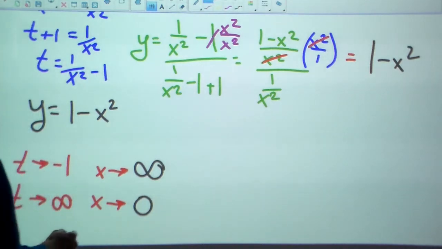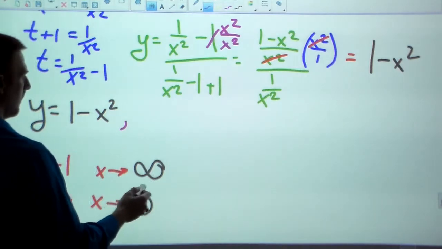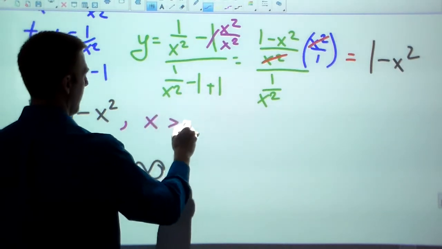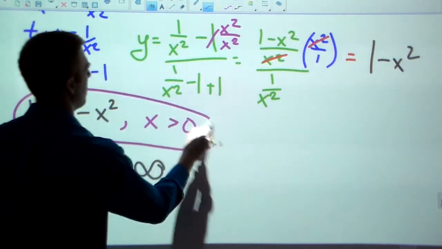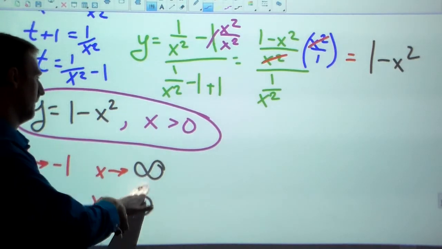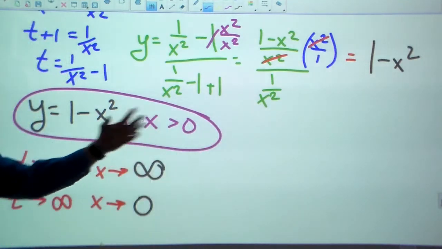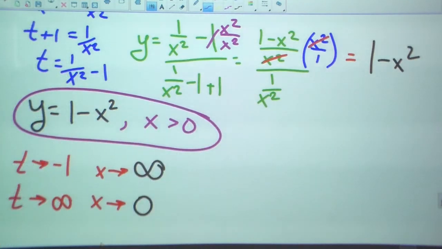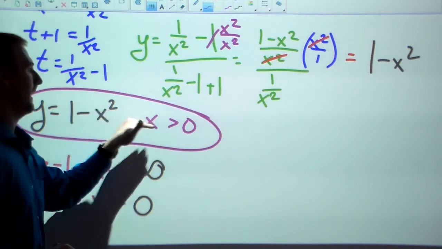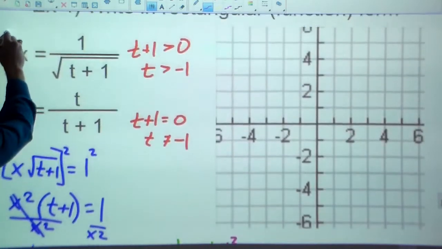All right, so our domain for this thing, just put a little comma here for domain, where x is greater than 0. So there's my function. And I know that because x is going to approach 0 on one end and infinity on the other. So from 0 to infinity. So x is greater than 0, we cover all that. All right, so that's what it's going to look like. It's 1 minus x squared, where x is bigger than 0. Let's get that on the graph.